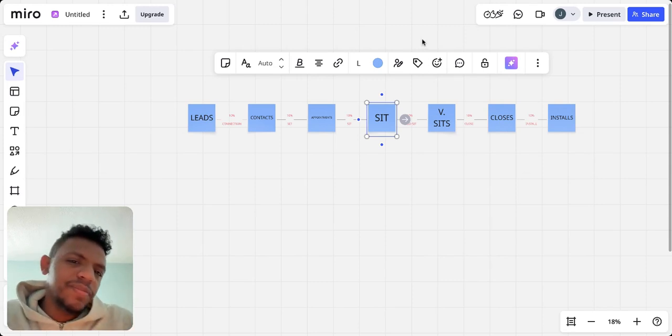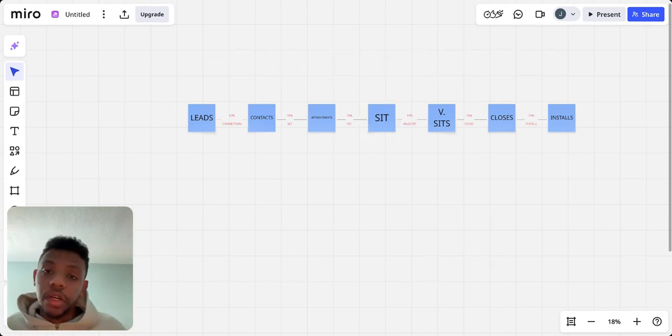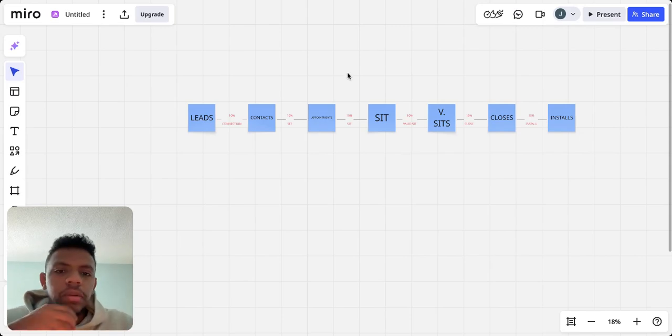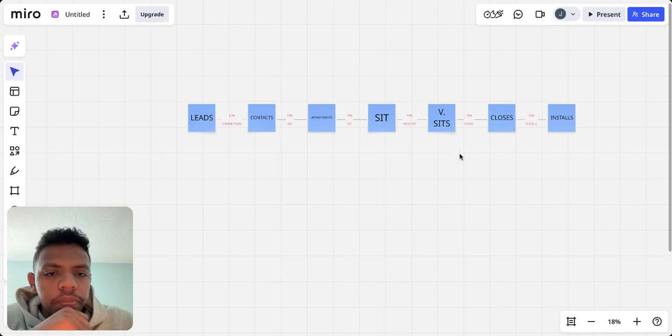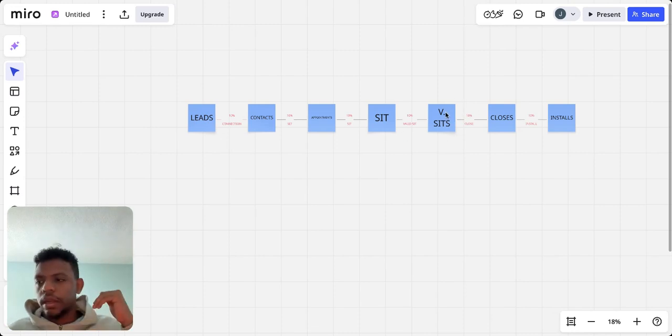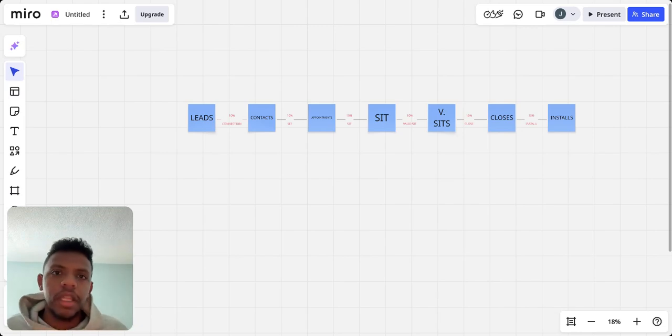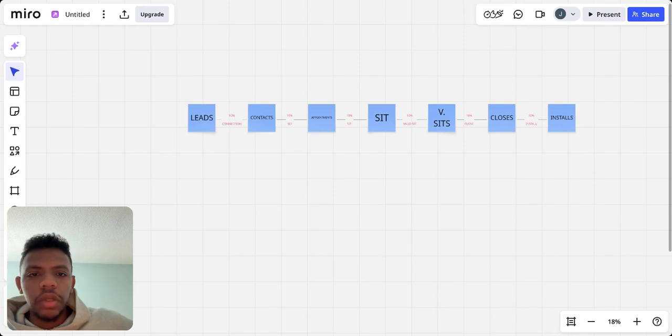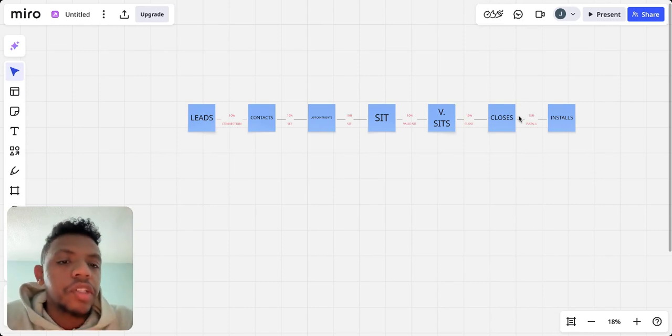And you can consider those sits if you want to just count the people that are just showing up to the call. But I mean, that's not really a sit, if that makes sense, right? That's what a valid sit would be, is if they meet every requirement for them to actually be able to install and close.